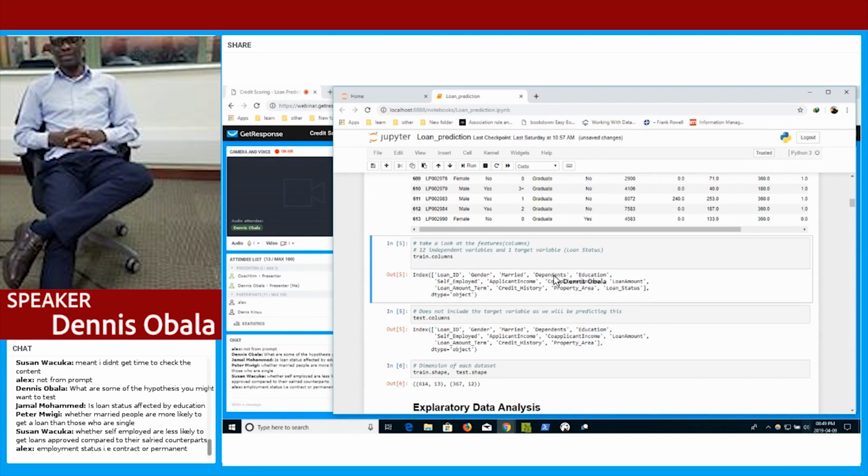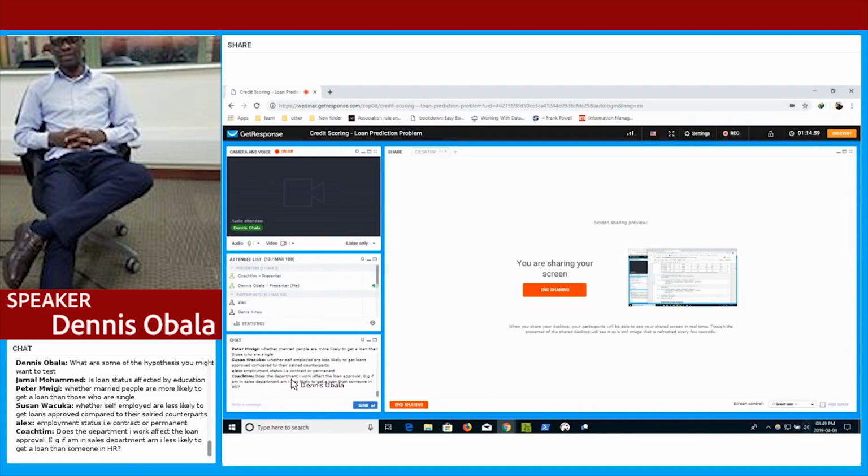So we have gender, marital status, which Peter had suggested, and dependents. The dependents are the number of children that you have, and then there's the education.